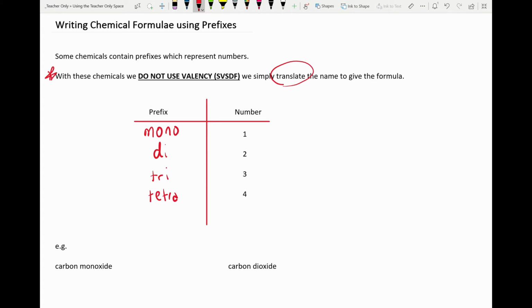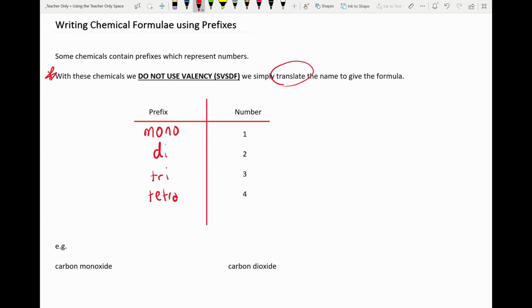Tri should be very familiar to you, a three-sided shape being a triangle. If you were to do a swim and then a bike and then a run, that would be a triathlon. So 3 being tri, and then 4 is tetra. There's not really any great examples for that other than the old computer game Tetris, but we'll save that for another day. So mono, di, tri, and tetra.